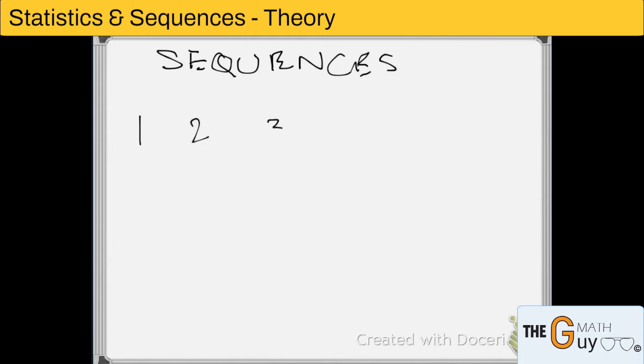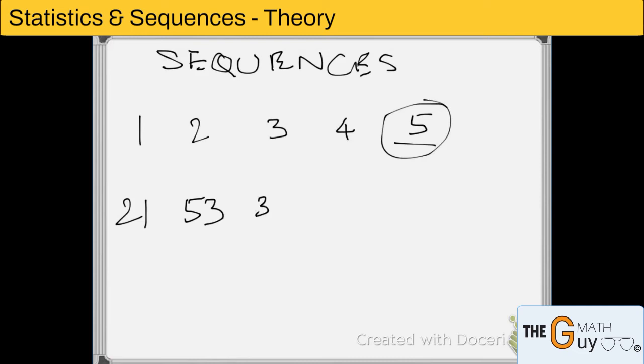Easy. Good. Now comes the second bit, which is sequences. In sequences, first of all, what are sequences? Well, a list like this, 1, 2, 3, 4, where you can look at the pattern and tell what the next number is, is a sequence. So here it will be 5. But if I give you a random list like 21, 53, 37, 16, 9, what is the next number? If there is no pattern, then this is not a sequence.